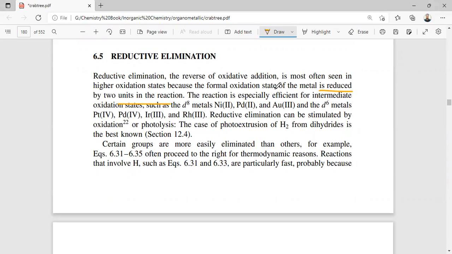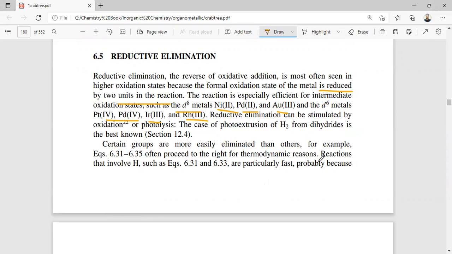The reaction is especially efficient for intermediate oxidation states such as d8 metals, nickel 2, palladium 2, gold 3, and d6 metals like platinum 4, palladium 4, iridium 3, rhodium 3. Reductive elimination can be stimulated by oxidation or photolysis. The case of photoelimination of H2 from a dihydride is best known.